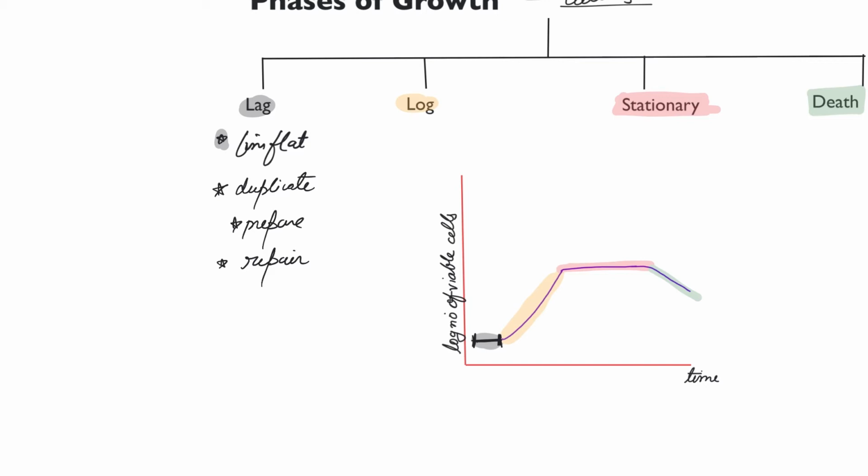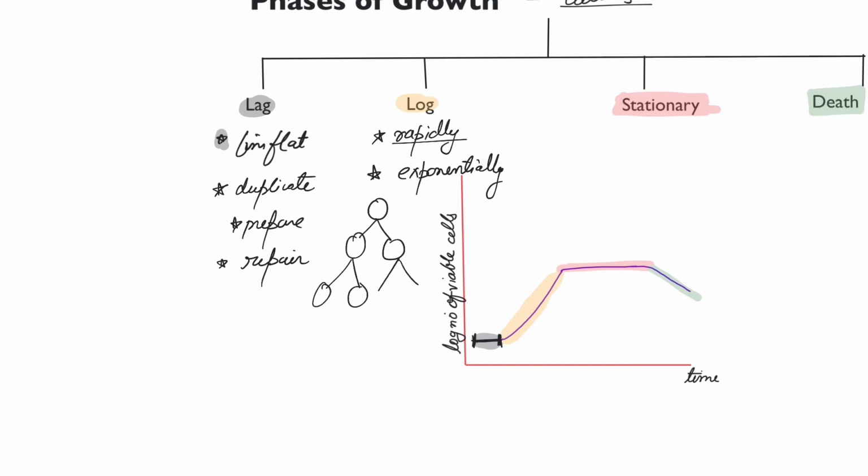Then comes the log phase, when everything is set and the bacteria divide rapidly. There's rapid division, and that is why the number of cells increases exponentially, right? They increase exponentially. I would like to add that when we say exponentially, it's because one bacterium divides into two, right? Two into four, right? So we can see why this is going to be exponential.